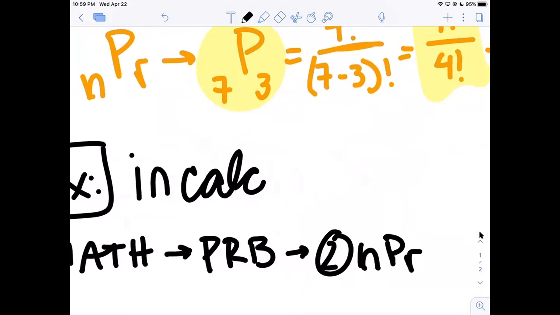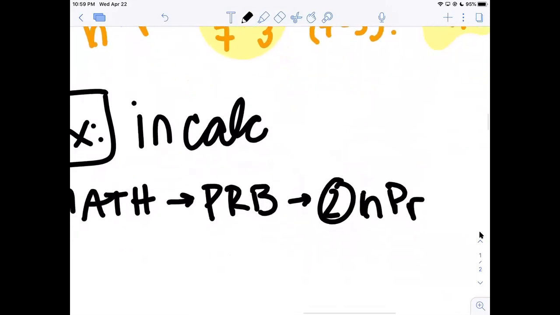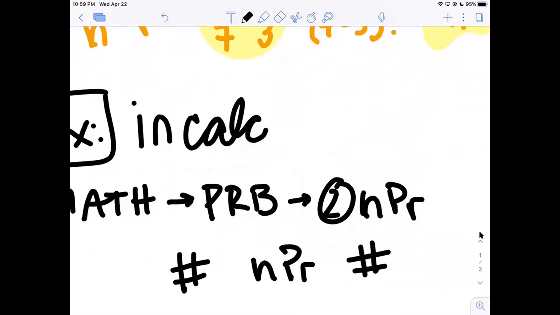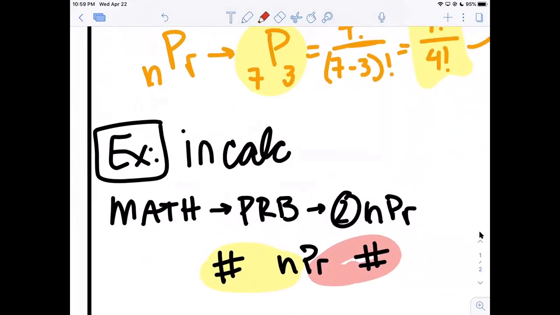And so we're going to end up clicking that. Before you click that, though, you have to enter in the number, and then you have to type in nPr, and then you have to type the other number. So whatever n is, the first number you type, and then whatever r is, the second number you type. So if we were doing the example from before, we would have plugged in 7, math, probability, 2, and then 3.